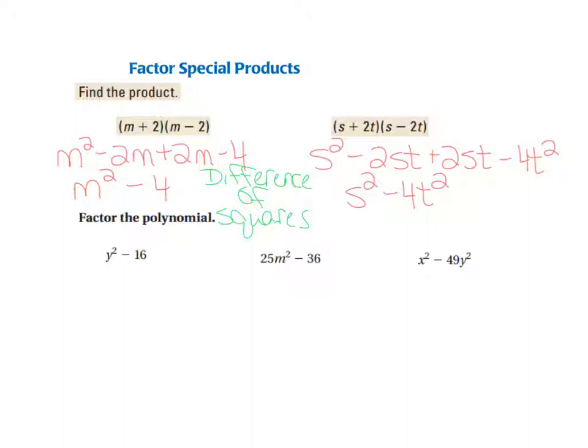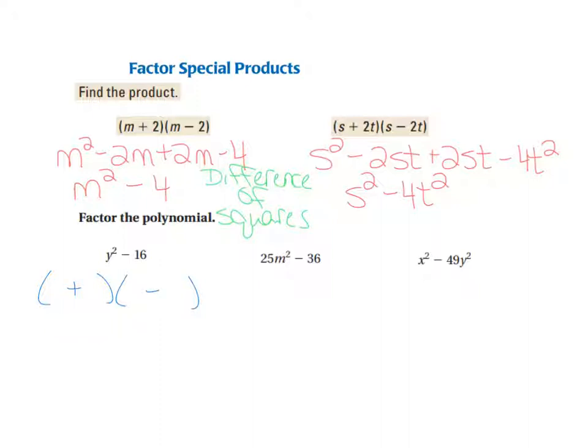So what you notice, it's a subtraction sign. That makes it a difference. The first term's a perfect square. Y squared is a perfect square. The last term is a perfect square. 16 is a perfect square. So we're going to set up our two sets of parentheses. Now, this is our last term, right? And it's negative. What does the last term being negative tell you? The signs have to be different, right?